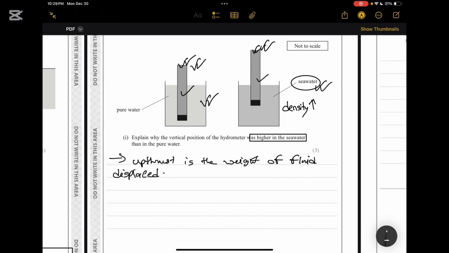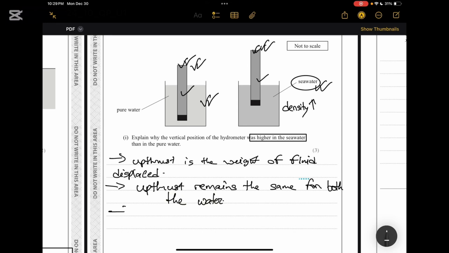They will displace the same weight of water, as both of the hydrometers have the same weight. So we can write that the upthrust remains the same for both the waters.